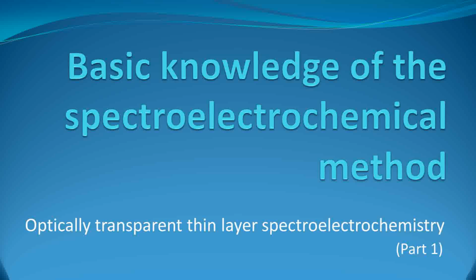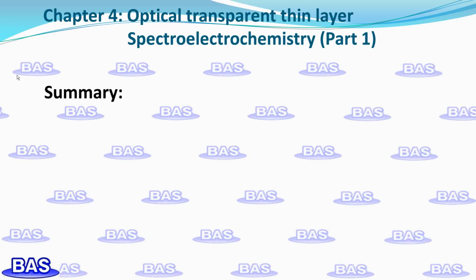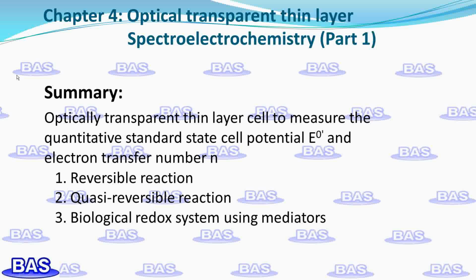This video will introduce the series on the basic knowledge of the spectroelectrochemical method, Chapter 4, Optically Transparent Thin Layer Spectroelectrochemistry, Part 1. The content summary of this chapter is here.